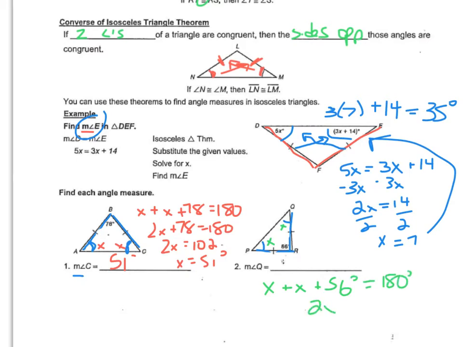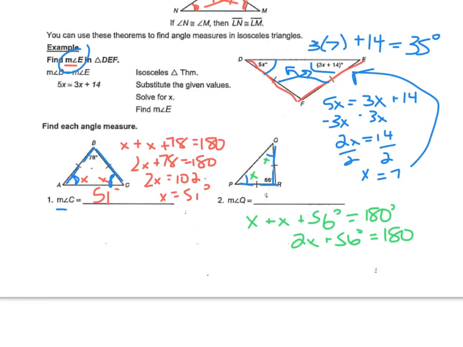So 2x plus 56 equals 180. We'll subtract that 56 over. So 2x equals 124, and divide by 2, so x equals 62. And if I had all the time in the world, I would sit here and double check all my work and make sure that they're adding to 180 degrees.